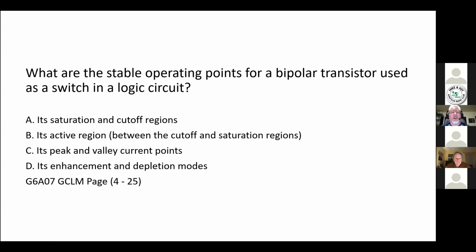What are the stable operating points for a bipolar transistor used as a switch in a logic circuit? A, its saturation and cutoff regions. B, its active region between the cutoff and saturation regions, or C, its peak and valley current points, or D, its enhancement and depletion modes. Alpha, saturation and cutoff regions. That's where it's stable. Okay.